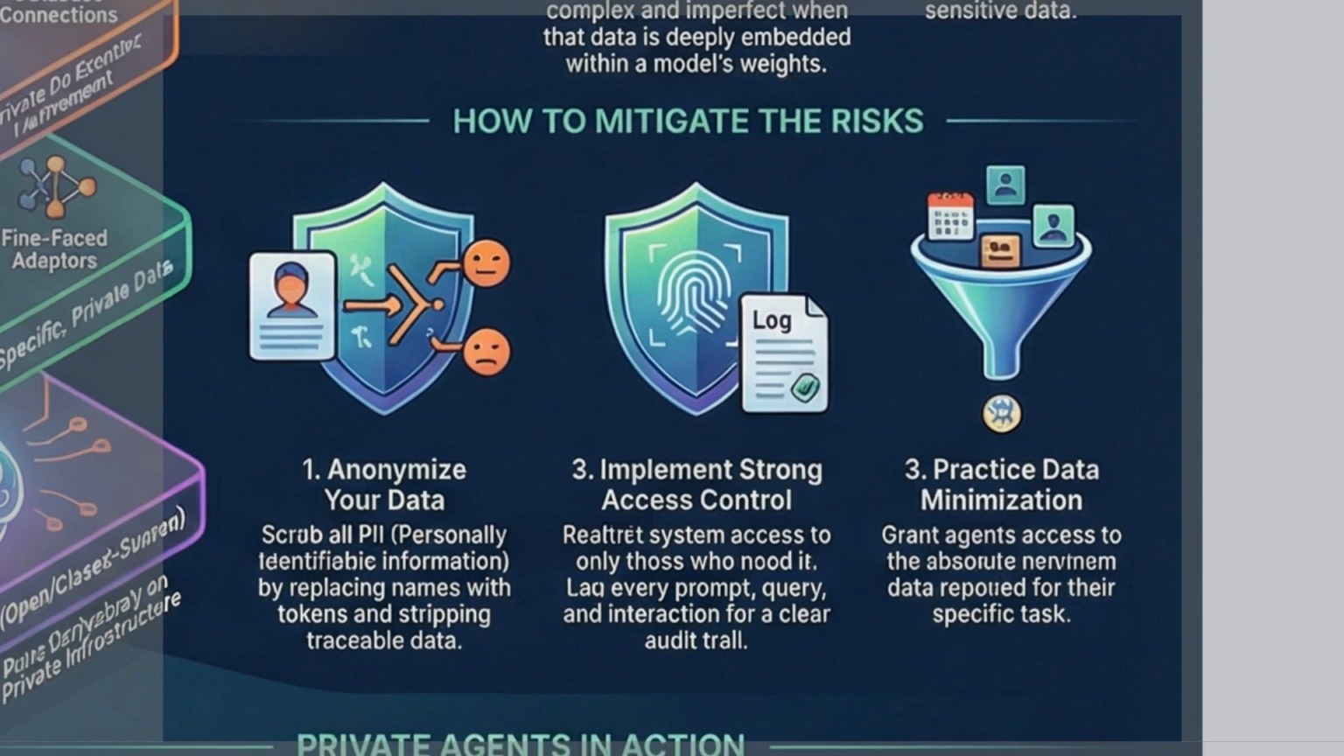Organizations can reduce these risks through careful design. Rather than fine-tuning on raw records, use retrieval techniques that reference data without permanently baking it into the model. Maintain strong identity and access management, encrypt data at rest and in transit, and ensure that every AI interaction is logged and attributable to a specific user and system.